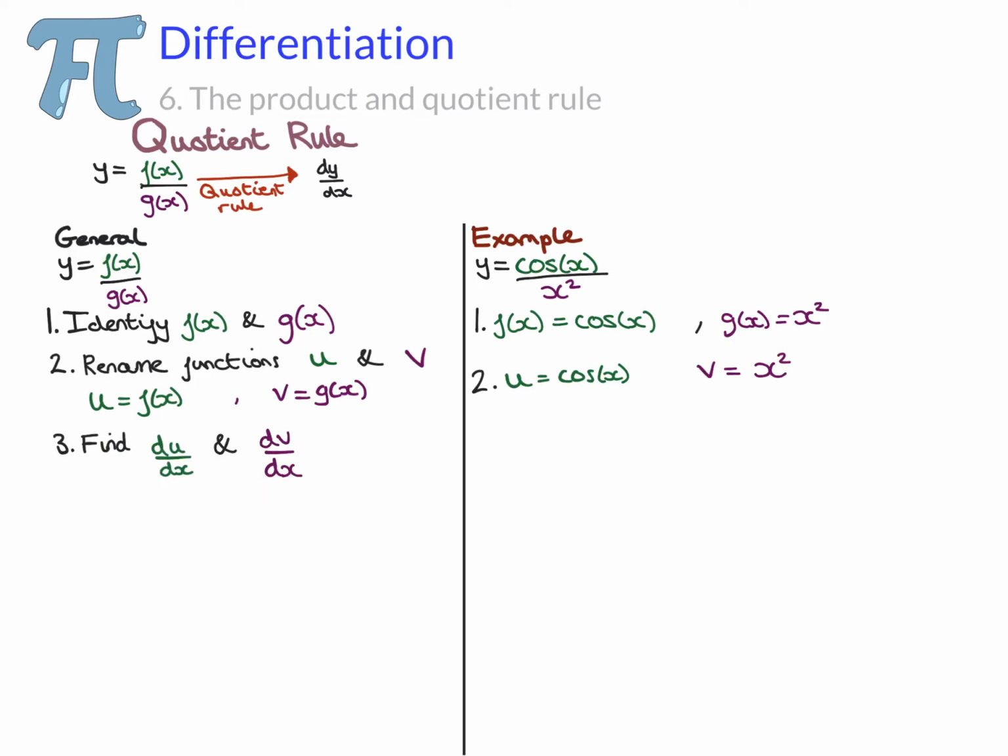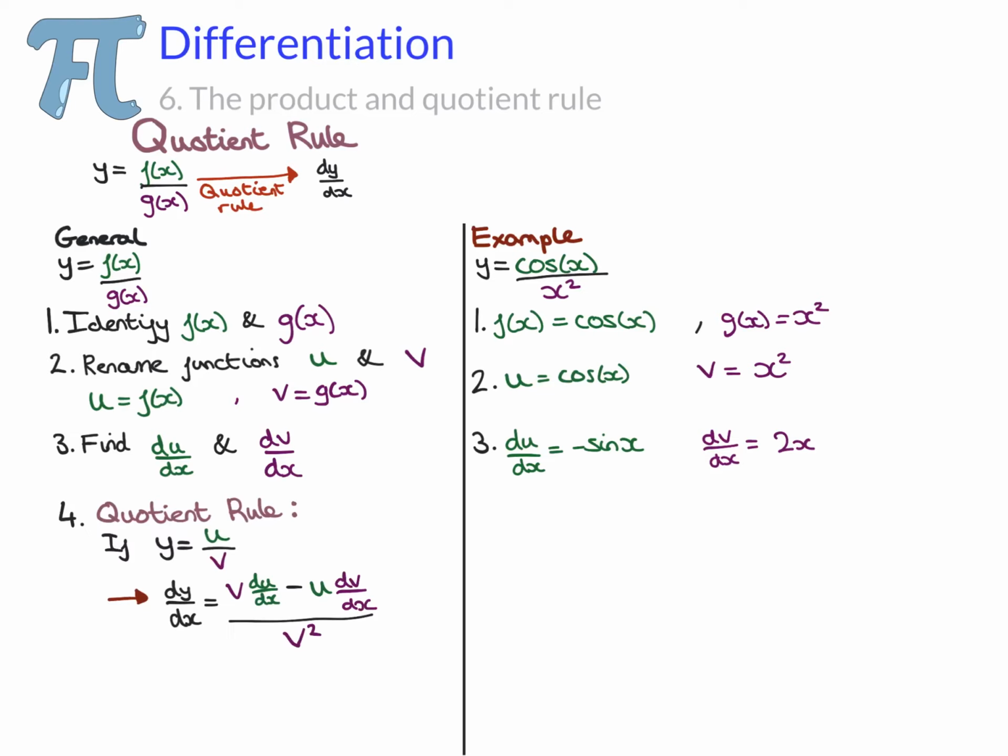We identify these and again find du/dx and dv/dx. For us, du/dx is negative sine x and dv/dx is 2x. The quotient rule says that if y is equal to u over v, then dy/dx is equal to v times du/dx minus u times dv/dx all over v squared.